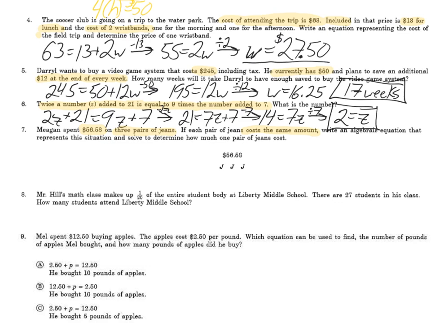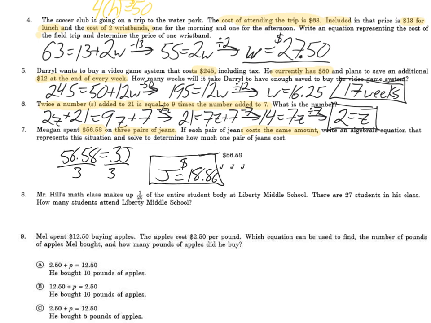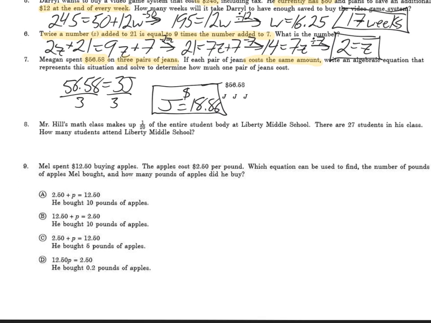Okay, so we have 56.58 equals 3J, so 3 jeans. Let's go ahead and divide both of these by 3. So 1 pair of jeans equals 18.86. Perfect. Okay, we're so close, we're almost done.